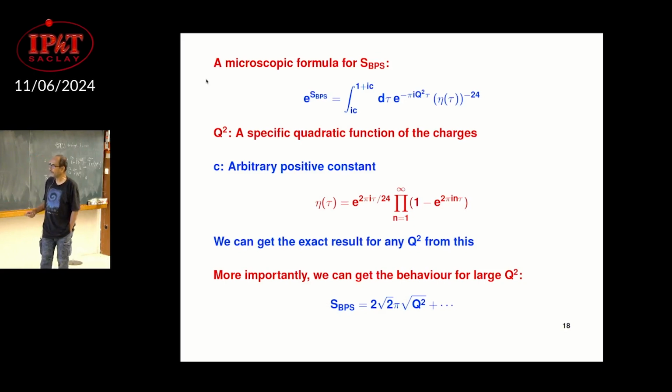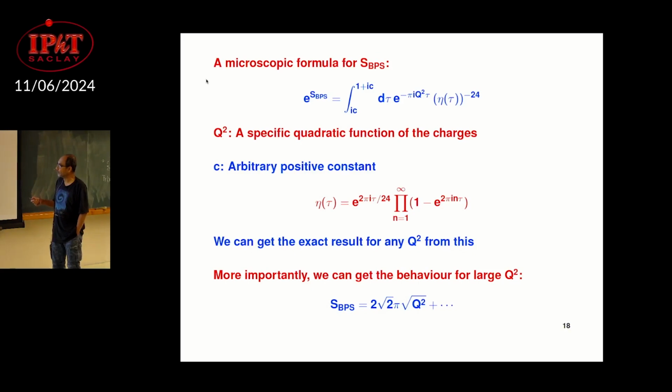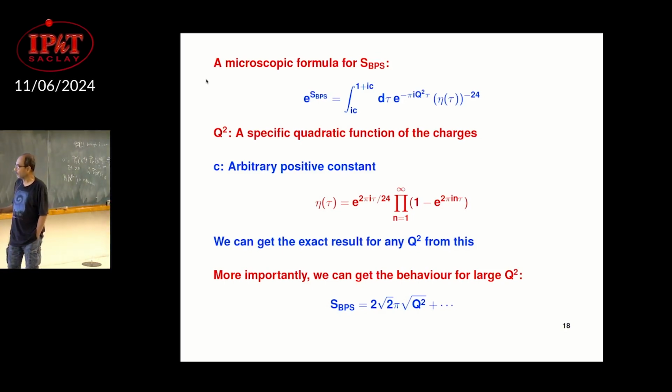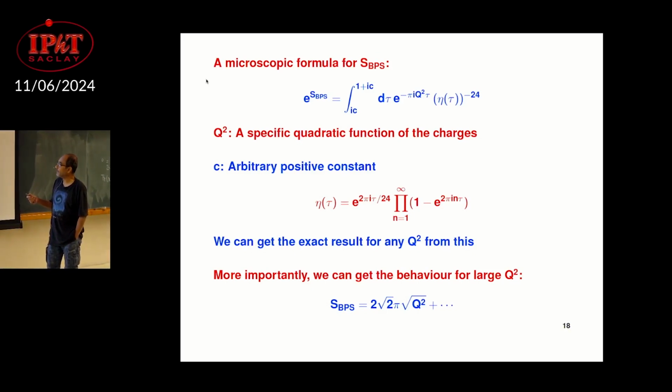Indeed we can get an exact result for any Q squared from this, right? You just expand it out and read out the Fourier expansion coefficients of eta(tau) to the minus 24, and that gives you the result for e to the S_BPS for that particular Q squared. But more importantly, one can also find an asymptotic formula. How does this function behave for large Q squared? That is done by doing a saddle point integral of the tau integral, and this is the answer.